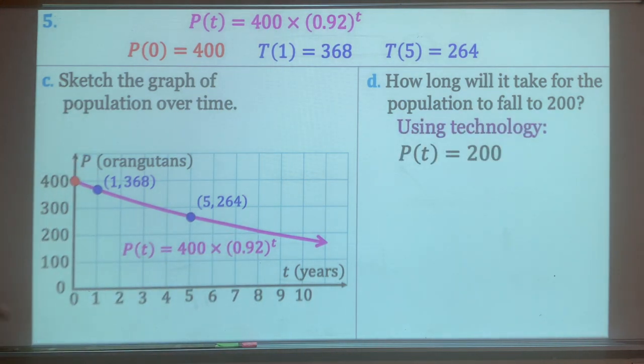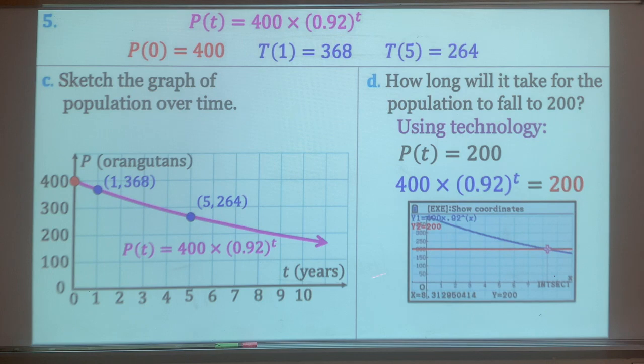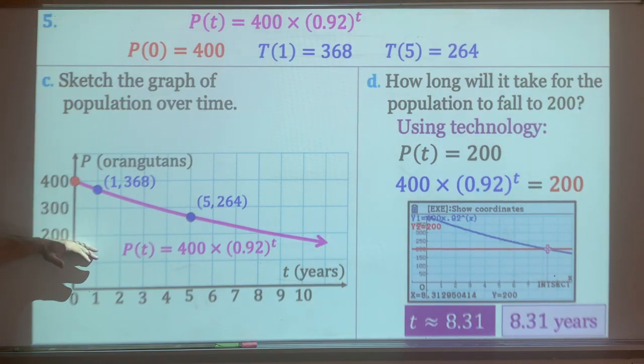Technology always gives a better answer though. So when P of T equals 200, 400 times 0.92^T equals 200. Using our graphing calculator, where my X window is about 0 to 10, and then 0 to 400 here. Enter, enter. Let's see, 8.31, pretty good. So about 8.31 years, the population will be down to just 200 orangutans. So half the population will be decimated in about 8 1/3 years. That's not good.